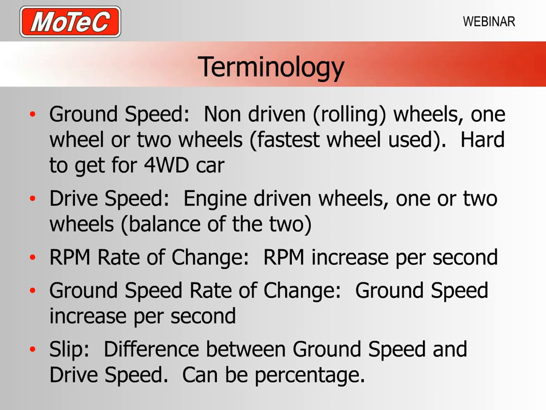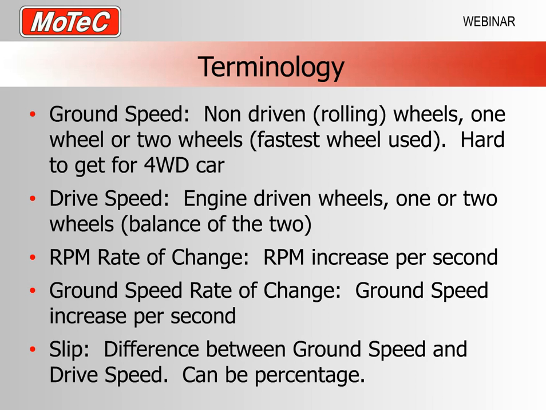First of all, our terminology. The things that we basically have to explain the most are the difference between our ground speed and drive speed, and what we mean by those. Ground speed is simply the non-driven or the rolling wheels. You can have one wheel or two wheels. If you have two wheels being measured for speed, then the ECU will use the fastest of the two. It doesn't average in the ECU, it just simply uses the fastest.